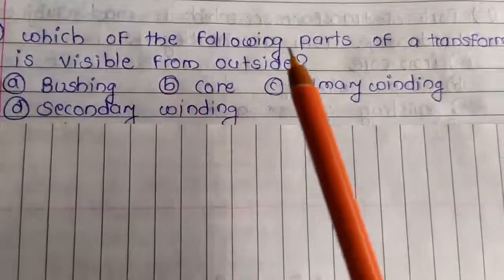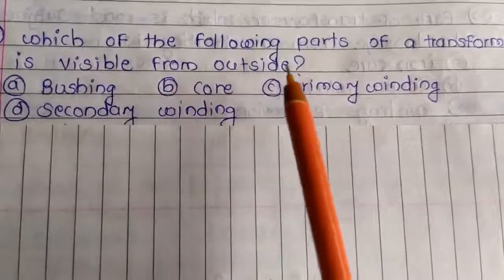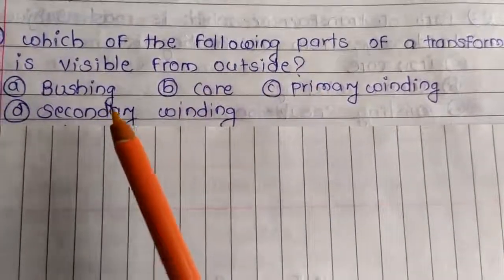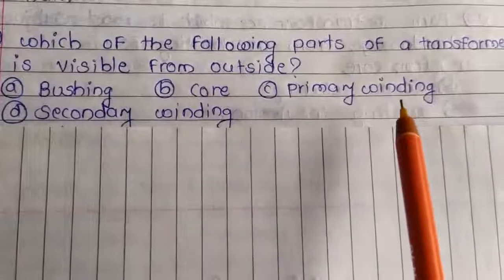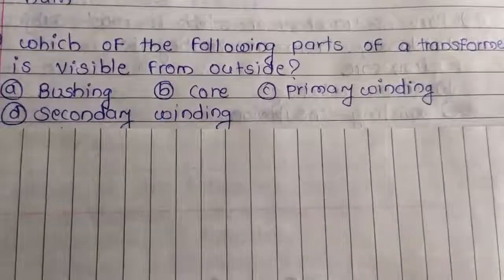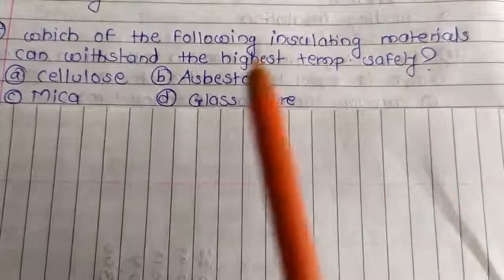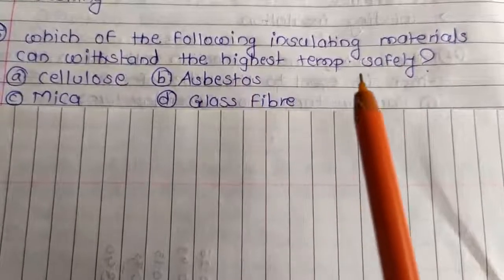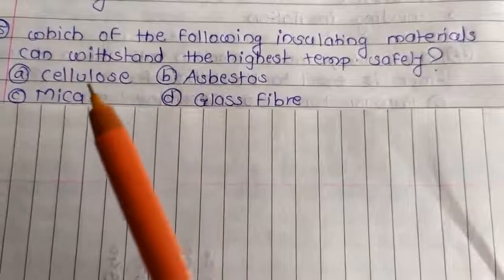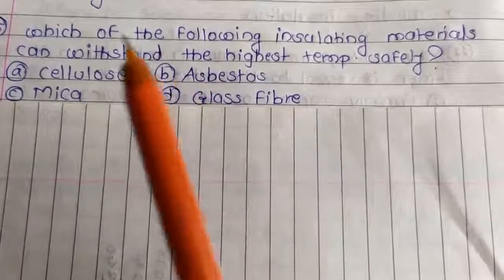Which of the following parts of a transformer is visible from the outside? Bushing, core, primary windings, secondary winding. Answer is bushing. Which of the following insulating materials can withstand the highest temperature safely? Cellulose, asbestos, mica, glass fiber. Answer is mica.